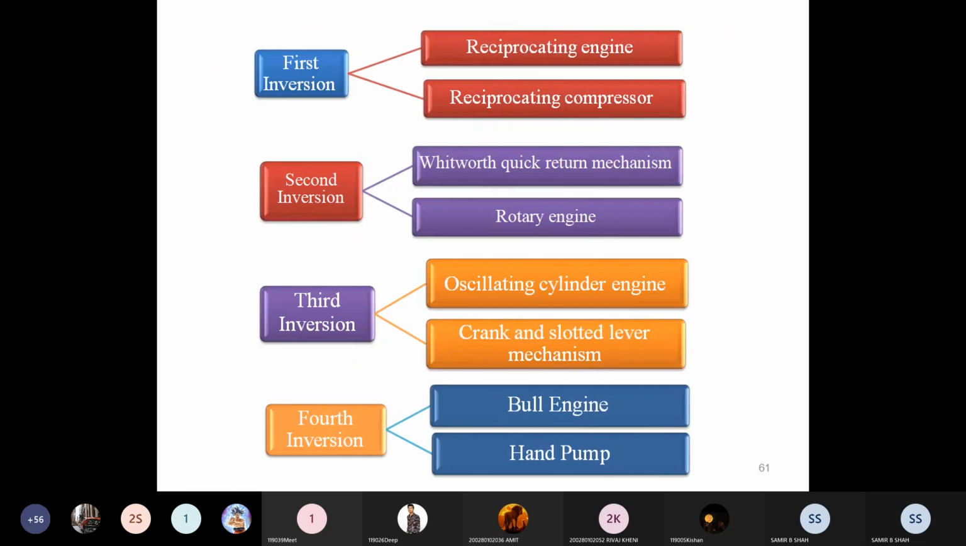Before that, it is compulsory to understand that it may be divided into 4 types or 4 inversions. The first is the primary inversion, the second and third are the intermediate inversions, and the fourth is the latest inversion of the single slider crank chain. Now we will discuss the first, second, third, and fourth inversions one by one. As you know very well, in the four-bar chain there are 3 kinds of inversion, while for the single slider crank chain there are 4 kinds of inversion.